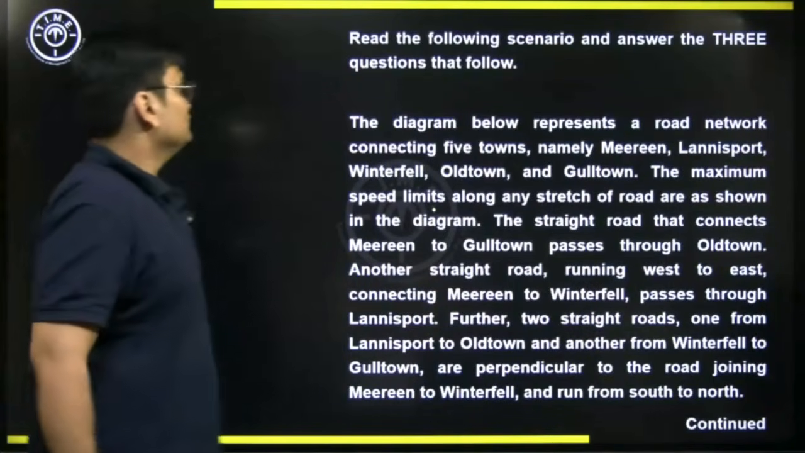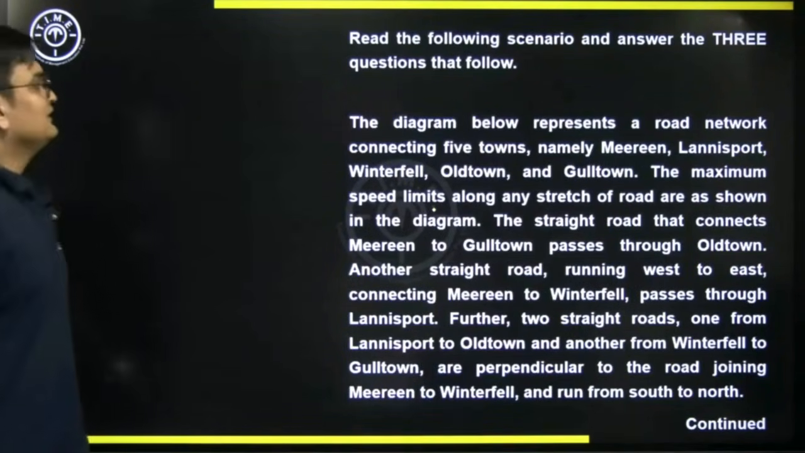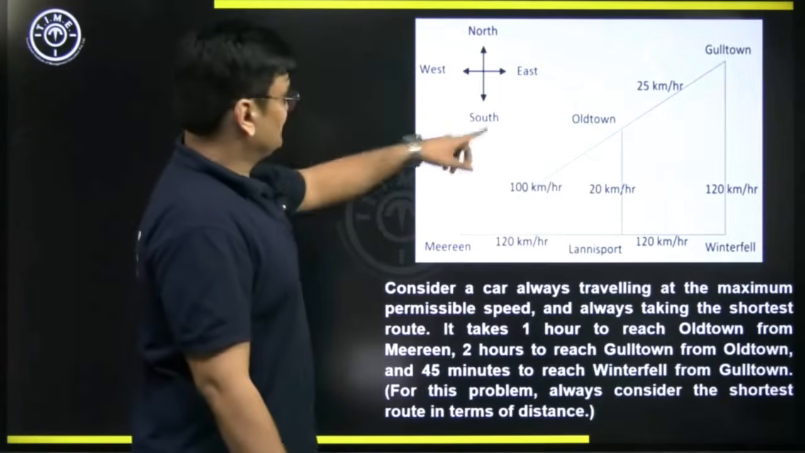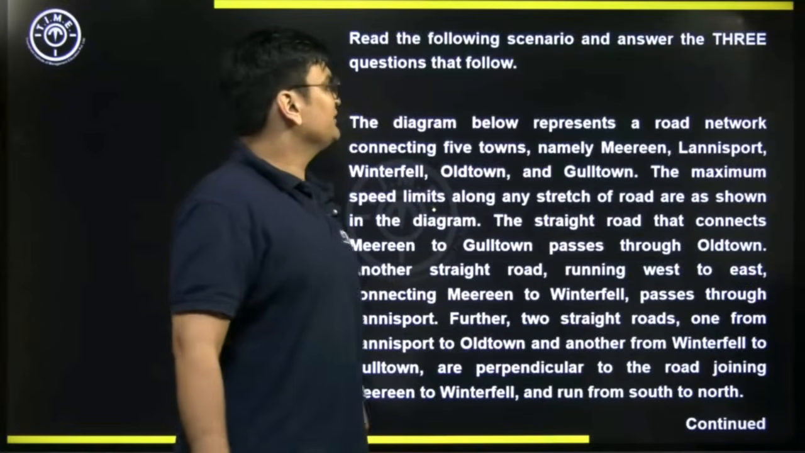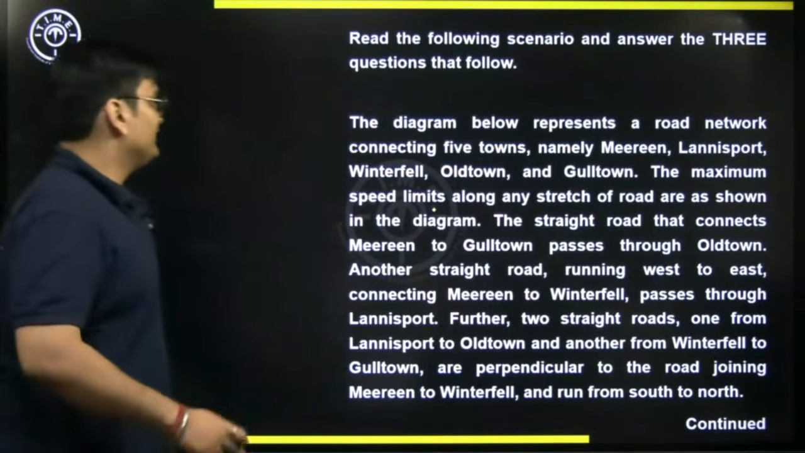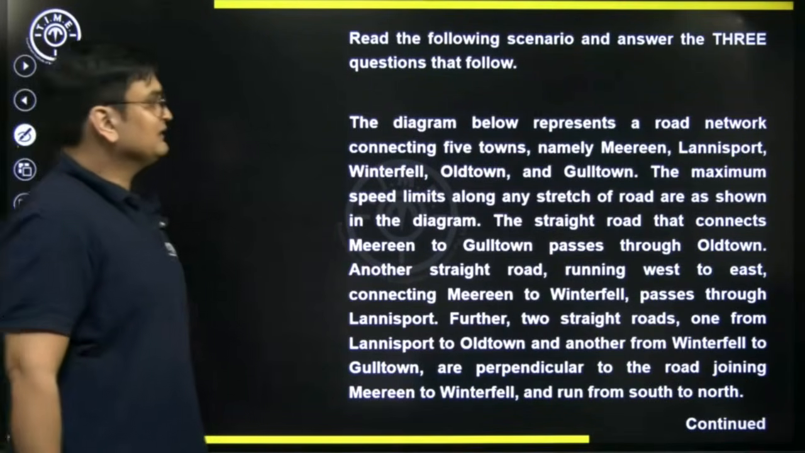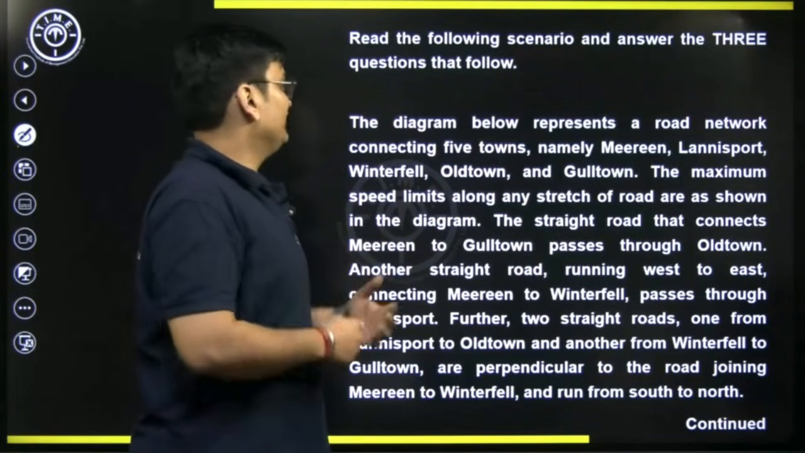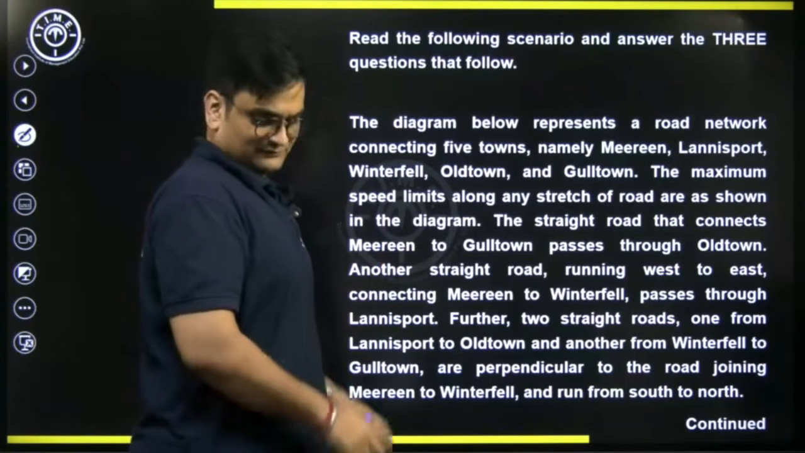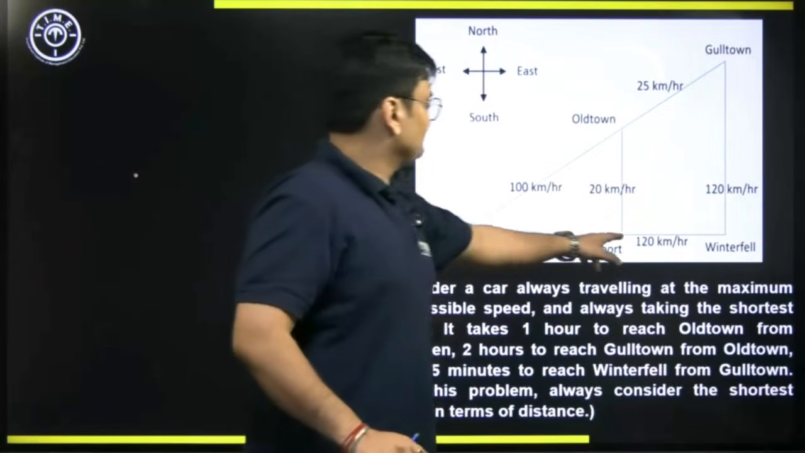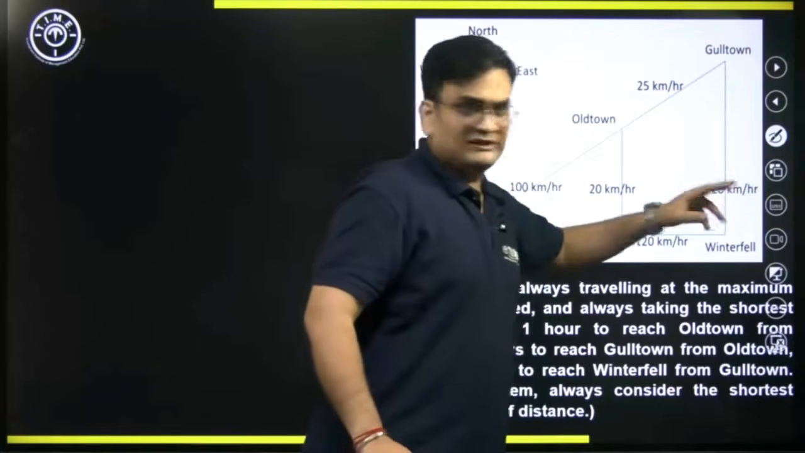Moving on, set number 2. It says the diagram below, so this is a diagram that we are talking about. The diagram below represents a road network connecting 5 towns, namely Meereen, Lannisport, Winterfell, Old Town and Gull Town. As you can see here, these are the 5 cities with different names.